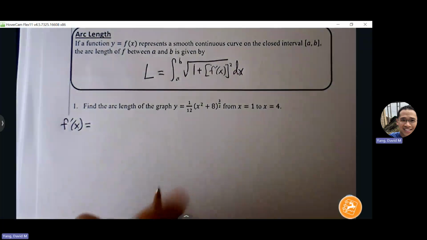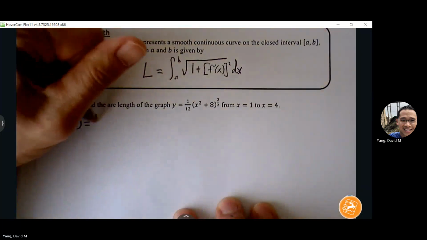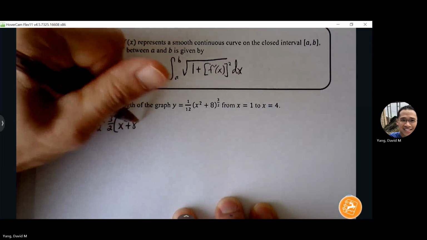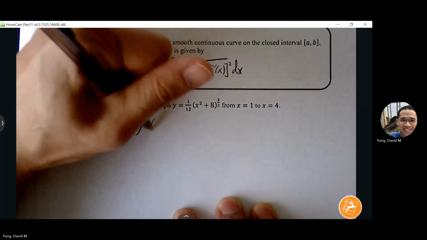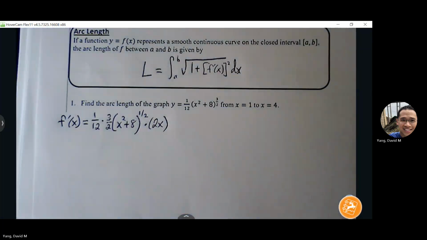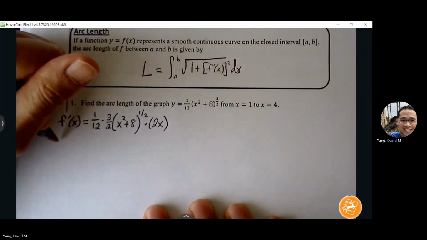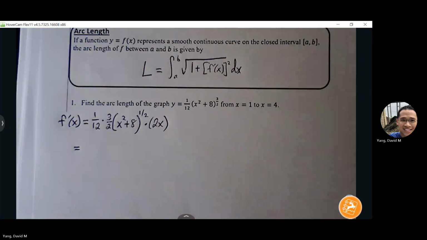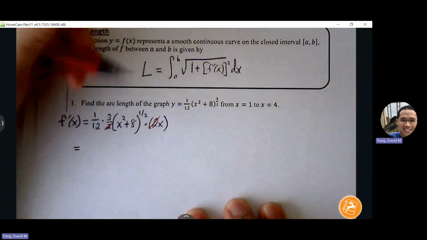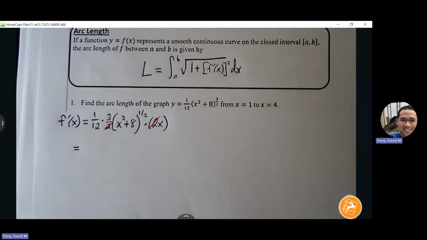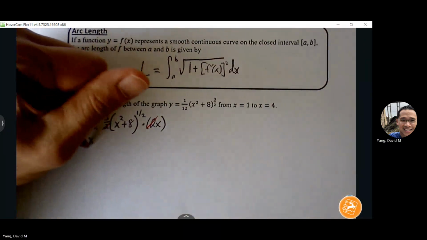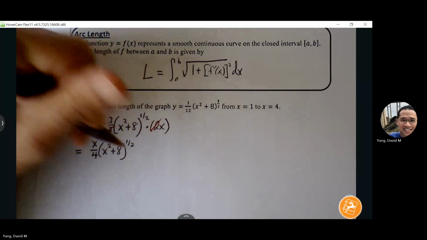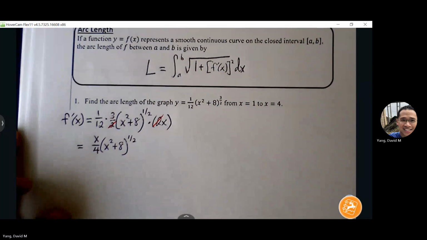So chain rule can help us get there, right? Do some cleanup here. 2's can cancel out. 30 over 12 is 1/4. So x over 4. So there's my f prime.